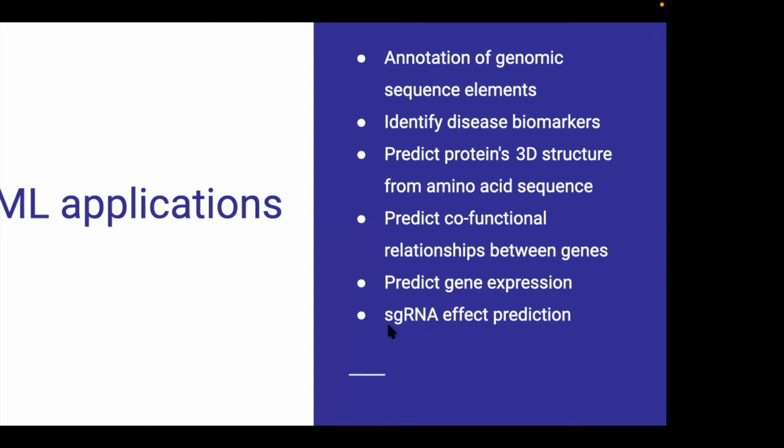And then sgRNA effect prediction. The sgRNAs, which we looked at for CRISPR, their effects aren't perfect. They have off-target effects and on-target effects, and we do not want the off-target effects. So we want to predict the off-target effects as well. I have a paper that we'll be looking at.